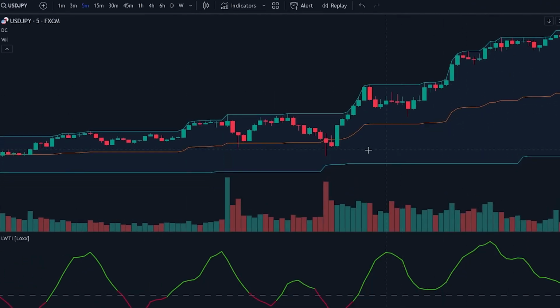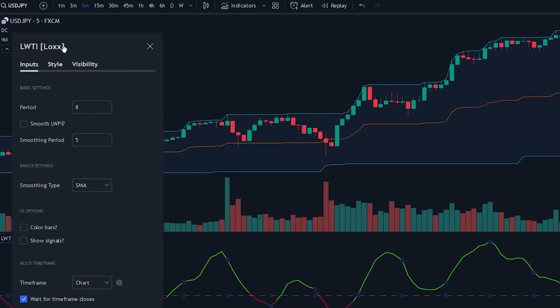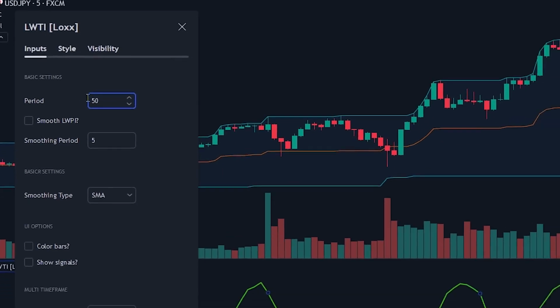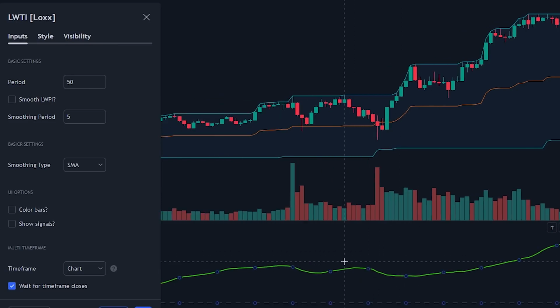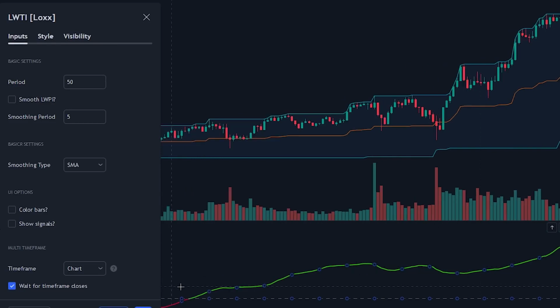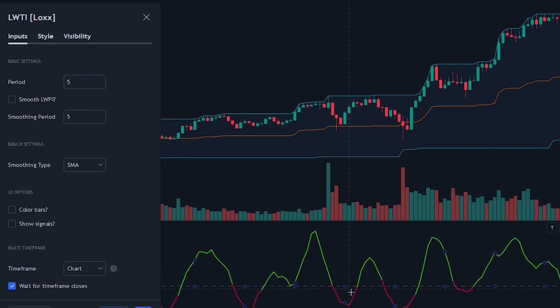First, head over to the LWTI indicator settings and click on the Inputs tab. The first setting that we can change is the period of the indicator. By increasing the value of the period, we can capture longer-term trends and potential trade signals. As you can see, if we increase the value significantly, a longer-term LWTI line is shown. Conversely, decreasing the period value can make the indicator more sensitive to short-term price movements. Now that we have decreased the value, we can see that this is indeed the case.